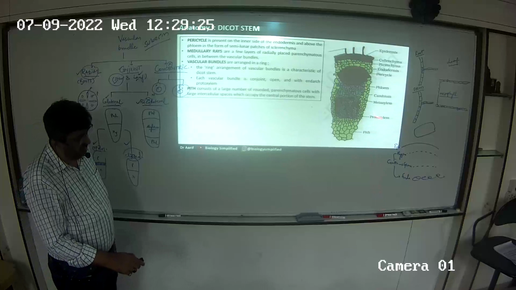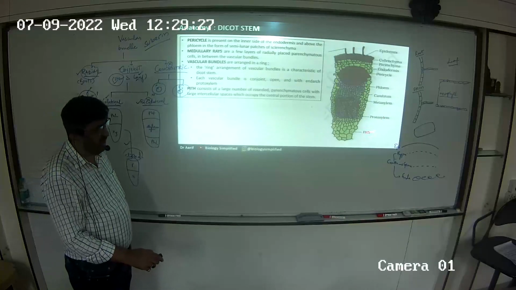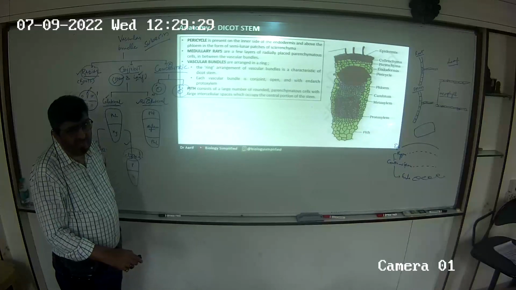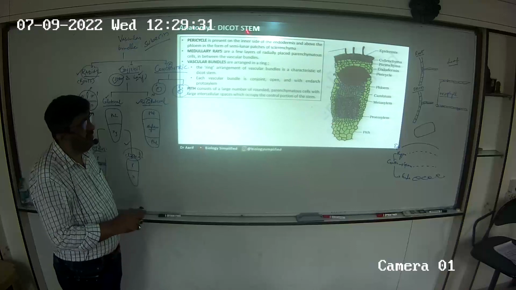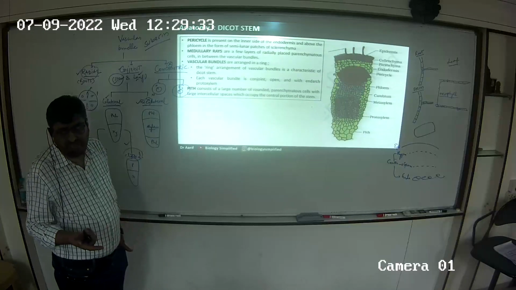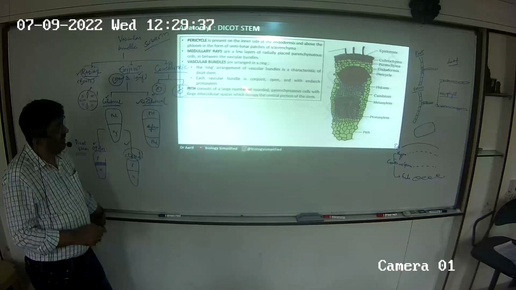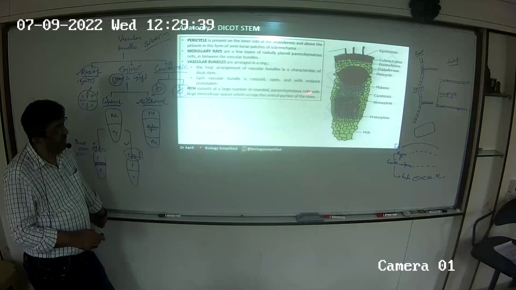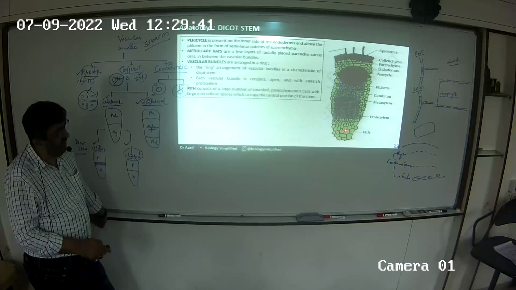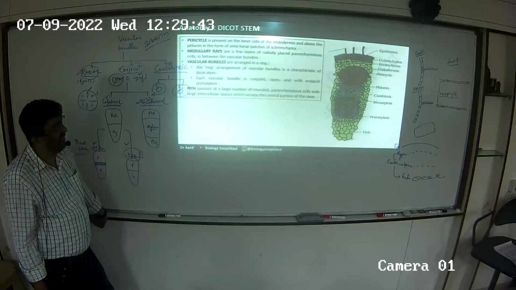Can you see protoxylem? Where is protoxylem? Towards the pith. That means it is endarch. Stem है ना? Root is always exarch. Stem is endarch. Vascular bundle is conjoined collateral open with endarch protoxylem. Pith again should be parenchymatous cells.